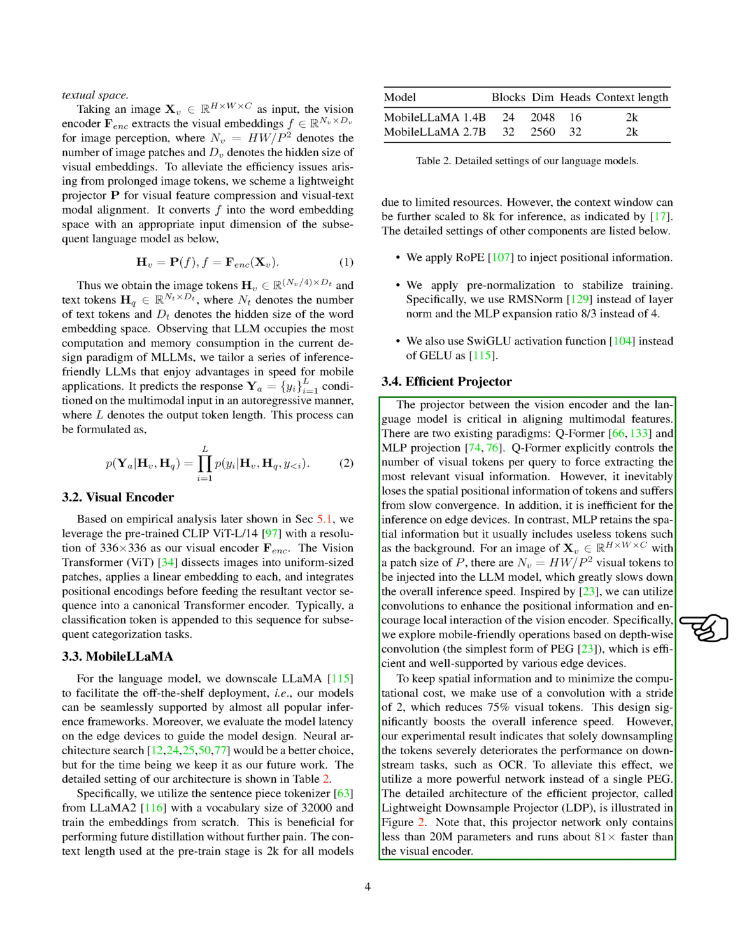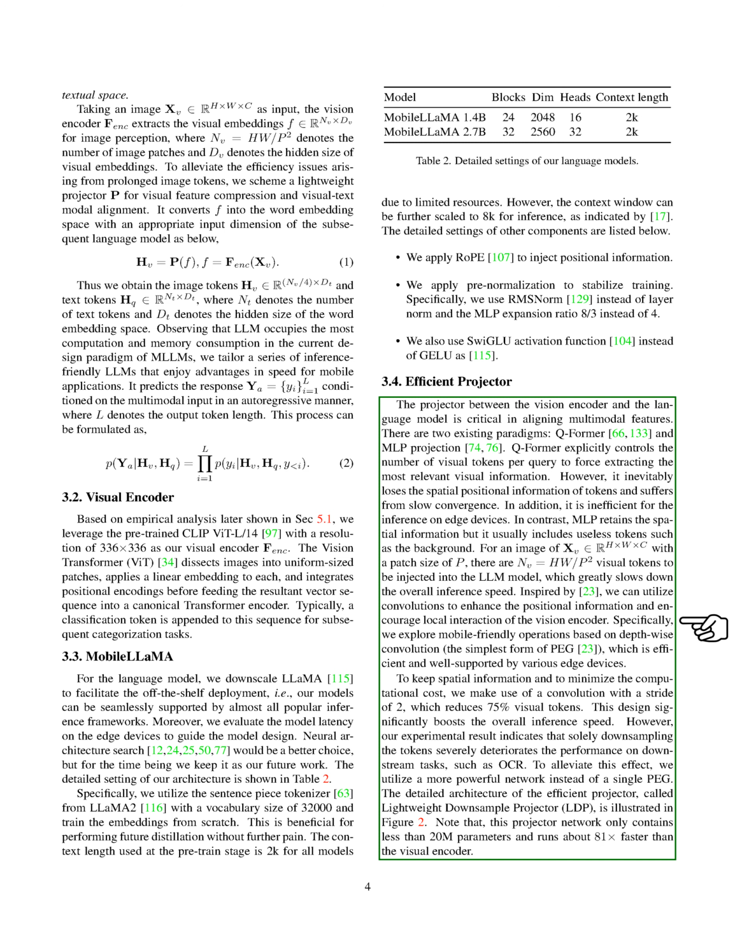For an image x_v in R^(h×w×c) with a patch size of p, there are n_v = hw/p² visual tokens to be injected into the LLM, which significantly slows down the overall inference speed.